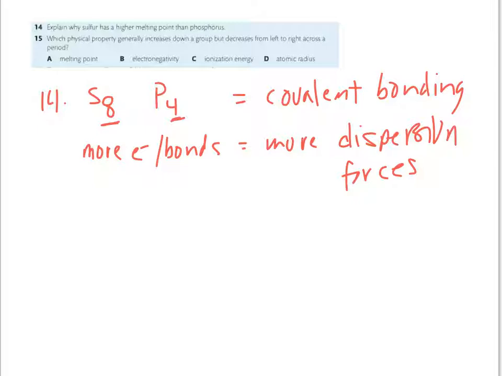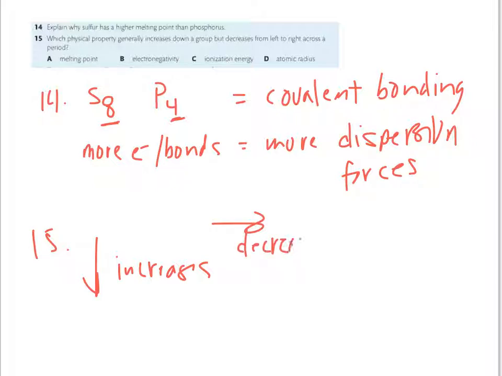Number 15 wants to know which physical property generally increases down a group but decreases across a period. So it increases as I move down. As I move across, it decreases.